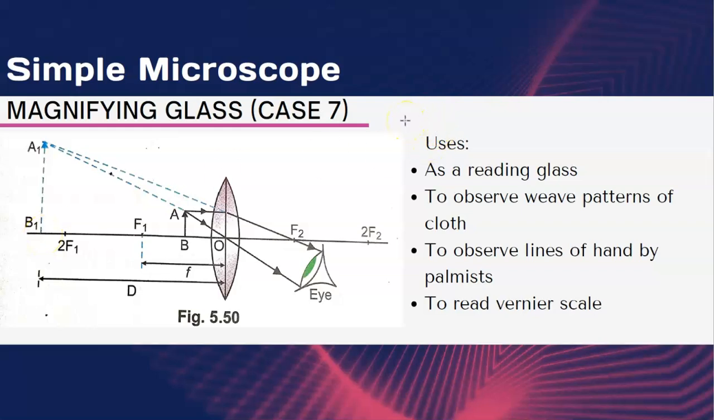The uses of a magnifying glass are important. It is used as a reading glass. It can be used to observe the weaving patterns of a cloth. It can be used to observe the lines of a hand by palmist, and it is also used to read a vernier scale.